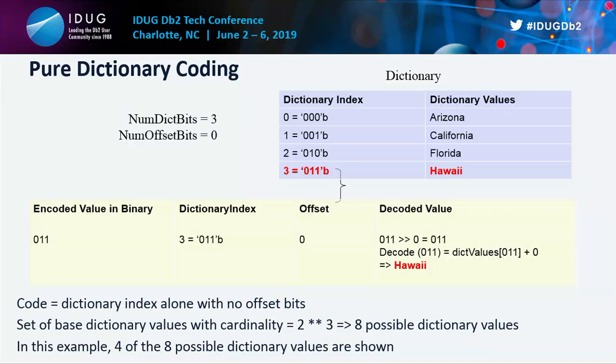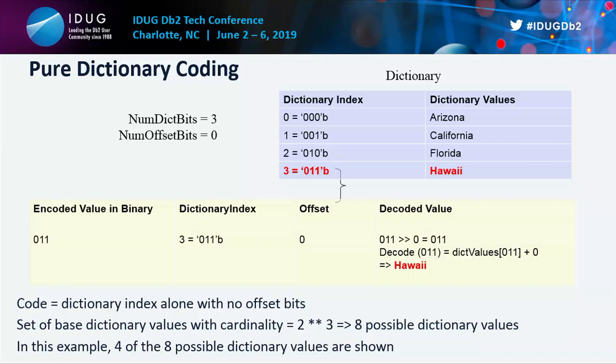So going into more detailed examples, pure dictionary encoding. Here's an example where we're going to end up using 3 bits to store the dictionary, and in this case 0 bits for the offset because the two are always paired together. And you have dictionary values of Arizona, California, Florida, and Hawaii. In this case, assume they're equally hot, because we choose to have 3 bits for each of them. And this is a simple lookup, because if you have an encoded value of 011, you basically look it up and it tells you it's Hawaii, right?